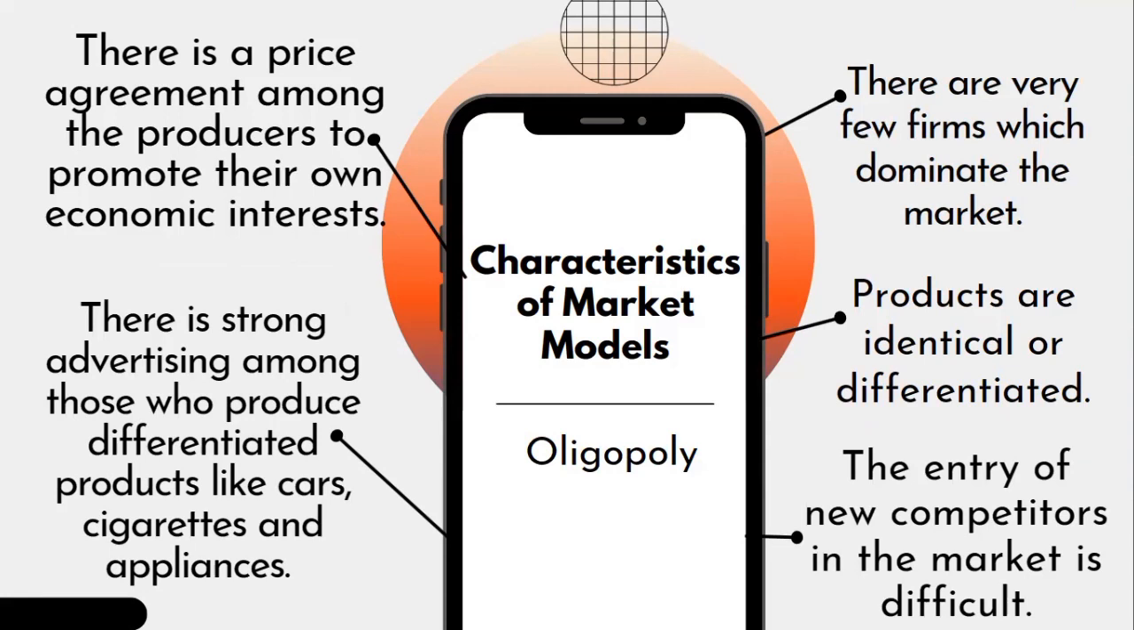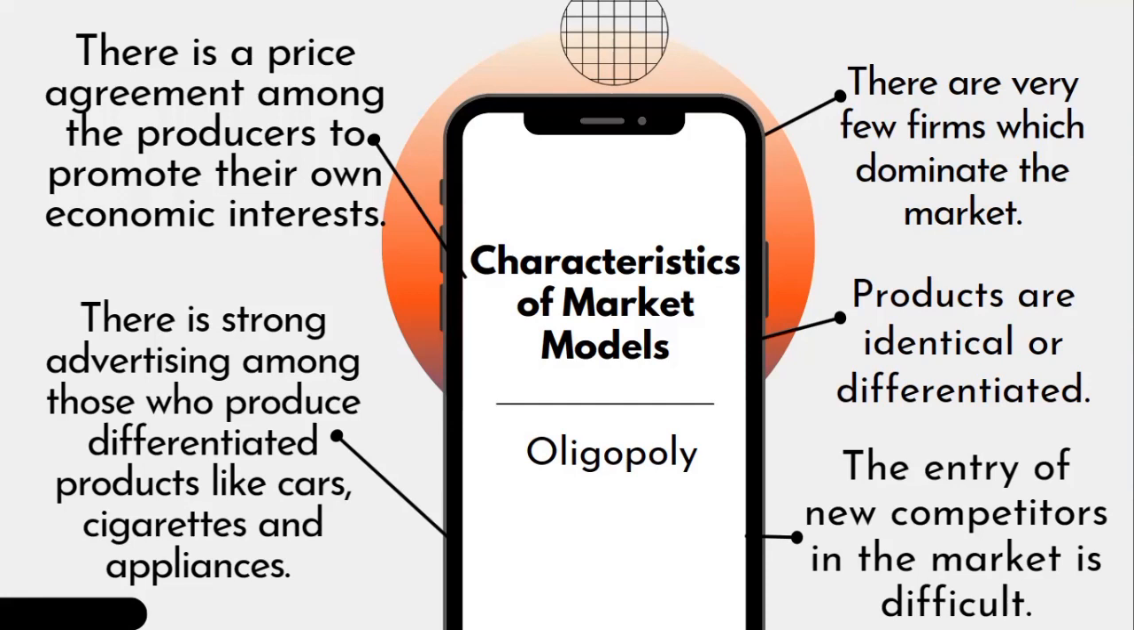Okay, now let's proceed to oligopoly. In oligopoly, there are very few firms which dominate the market, and products are identical or differentiated. The entry of new competitors in the market is difficult, and there is a price agreement among the producers to promote their own economic interest. There is strong advertising among those who produce differentiated products like cars, cigarettes, and appliances.